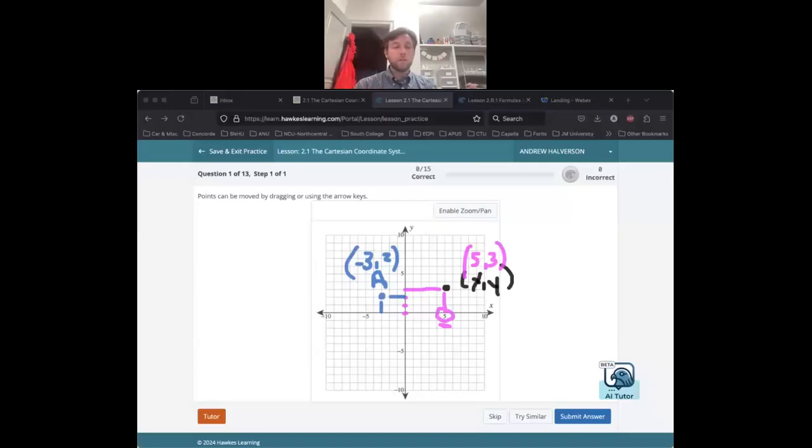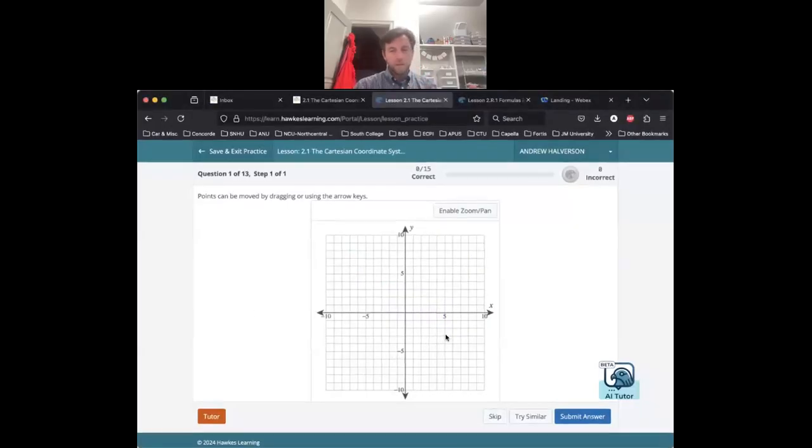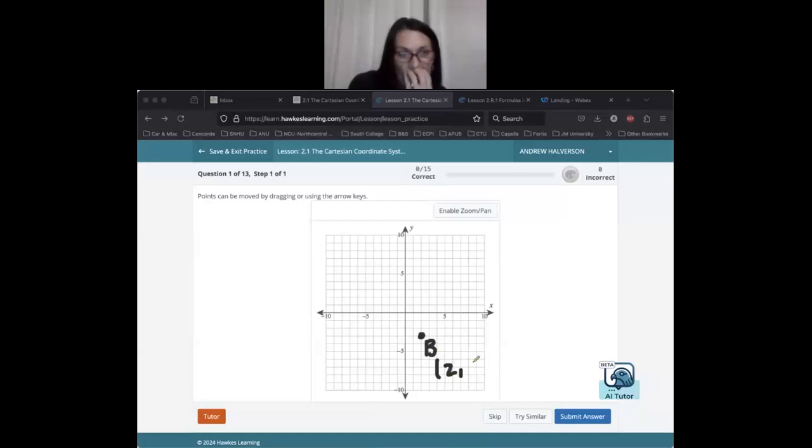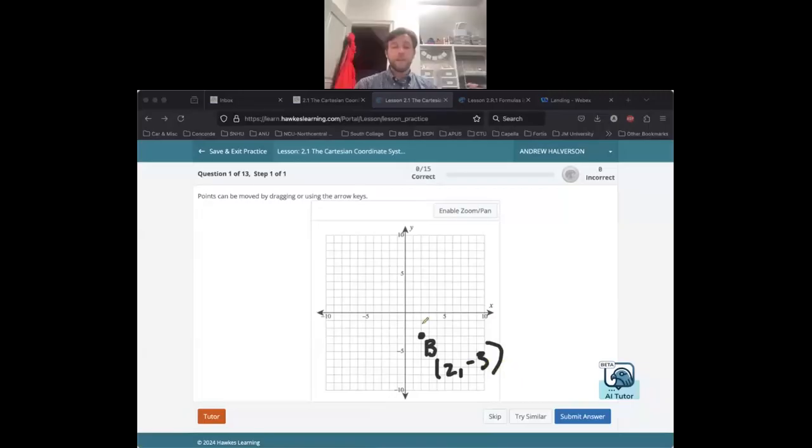Good. Let me give you one more. What's this one? I'll call it B. Would X be 2 and Y would be 1, 2, 3, -3? -3 because it's down. Right. Good, that's exactly right. Draw it up to the x-axis, see where you're at, and over. Good. Questions on that? If I give you a dot in space, how to figure out what the ordered pair is? Any questions on that?